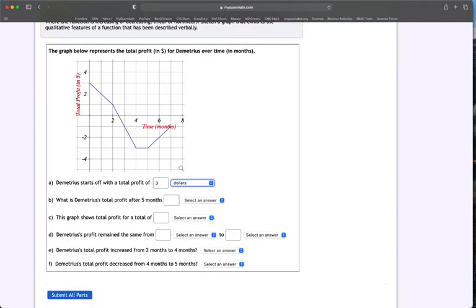Part B, what is Demetrius's profit after 5 months? Well, 5 months, as we can see by the x-axis label right here, we're talking about an x value. Well, of course, 5 would be right there. So in a situation like that, we would go down to where it hits the graph and straight over. And so it looks like he was in debt at that point. In other words, his profit at 5 months was negative $3.